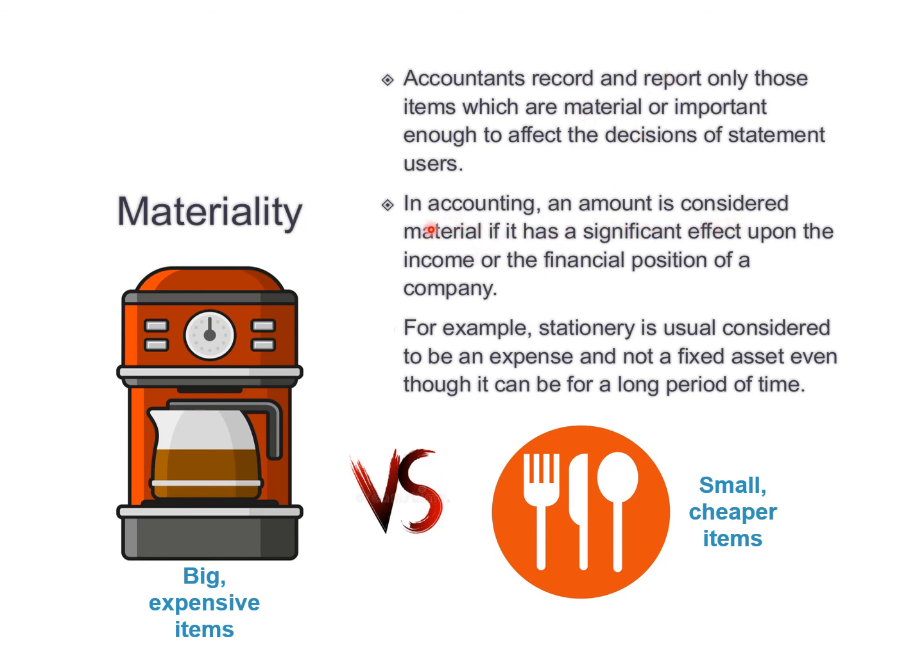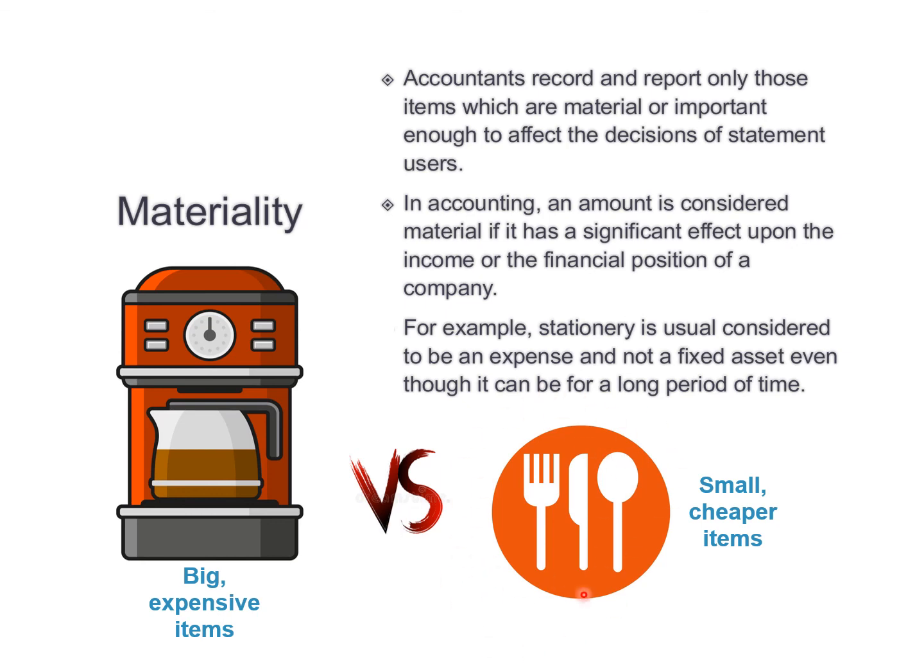In accounting, an amount is considered material kalau dia ada significant effect upon the income or the financial position of the company. Kita akan record benda tu sebagai material, kita akan report dia dalam account kita kalau dia ada effect kepada income dan juga financial position. For example, stationery ni alat tulis, is usual and considered to be expense and not a fixed asset, even though it can be used for a long time. So usually material versus immaterial, yang tak material ni, kita boleh tengok daripada assets. Asset ataupun belanja. Okay. So kalau you tengok kat sini, dalam gambar sini ada coffee maker, that is a big and expensive item. Sometimes it is small but expensive. So asset juga. But if it's big and expensive, it is also asset.